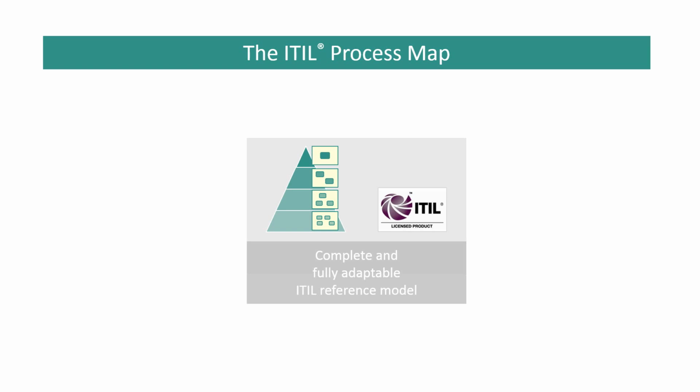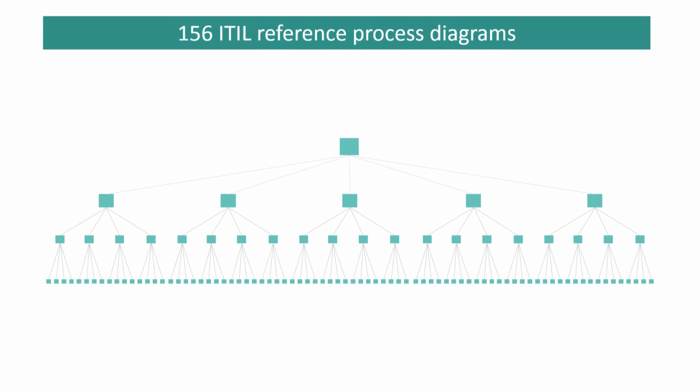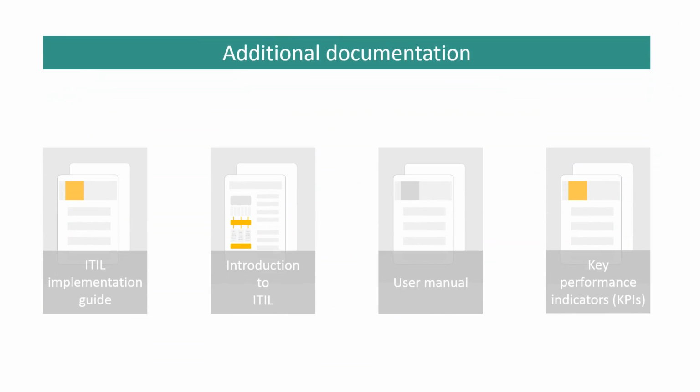Now, before we finish, I have a few more slides where I would like to summarize what our offer includes. We've seen already the reference process diagrams. There are some 156 of them in 4 levels of detail. And we also covered the checklists or document templates. In addition, our product contains some documentation. These are PDF documents, and we are not going to open them here because that would take too long and it would also be a bit boring.